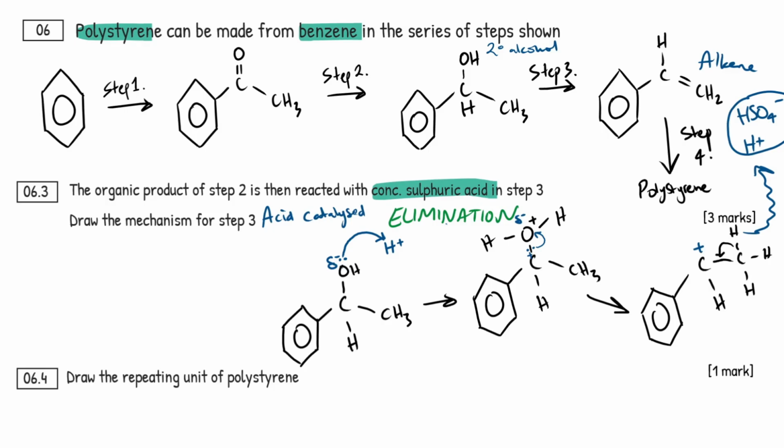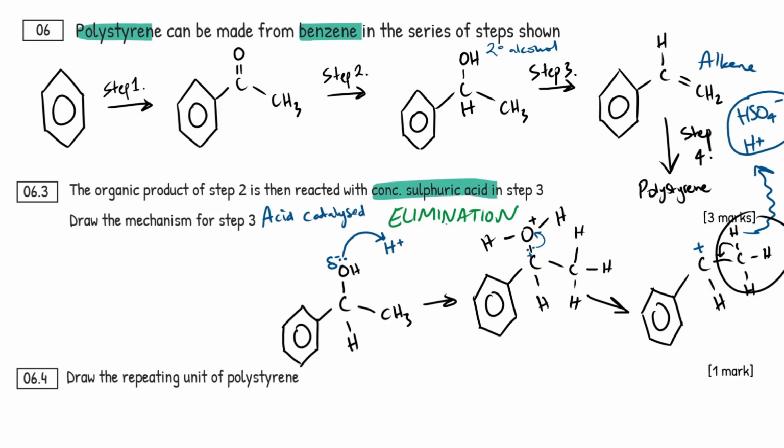Whoops, didn't mean to erase that. You don't need to show the delta positive and delta negative. You just need to show the curly arrows, the lone pairs, and the charges, okay? So then, if I was doing this as the mark scheme wants to see it, and in my actual exam, I would have done this methyl group right here straight away in the second step of the mechanism.